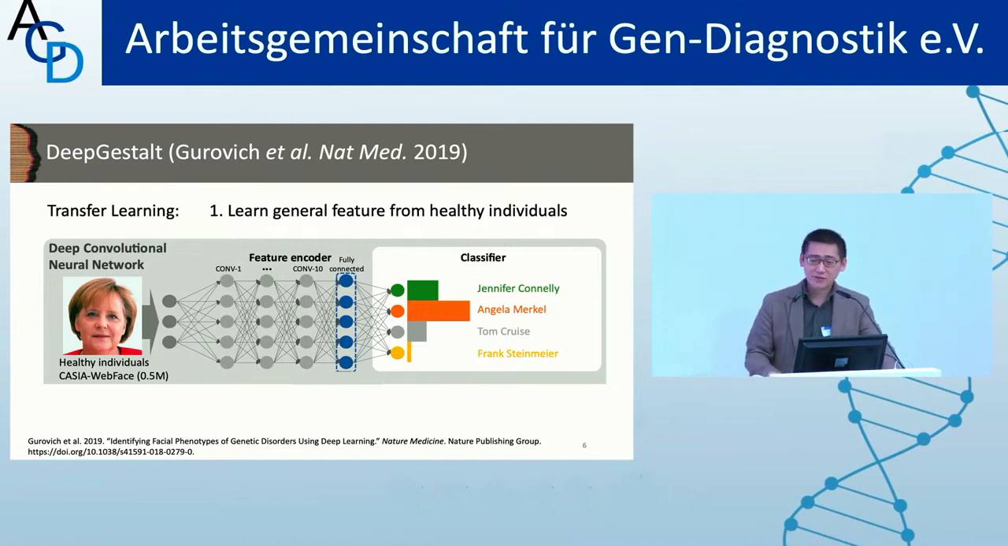Because we don't have a huge data set to train our model, first of all, we need to use the technique called transfer learning. We first train our deep convolutional neural network on the 500,000 healthy individuals from the CASIA WebFace to try to classify the different persons. For example, here we try to learn the general facial features to distinguish between Angela Merkel and Frank-Walter Steinmeier. So then we first know how to distinguish the different persons.